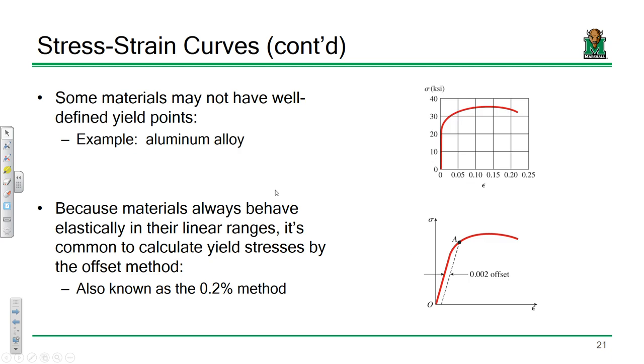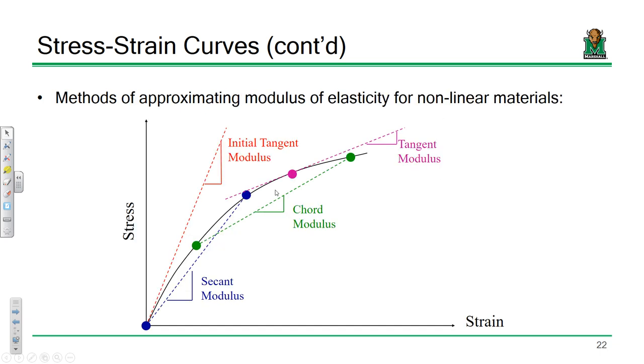We also mentioned that materials sometimes don't have well-defined yield points. That's why we use approaches like the offset method. We'll look at this stuff later on when we start delving into specific materials, but it's just something I wanted to have in the back of your minds as we move forward. And again, there's other aspects and ways of computing elastic modulus as well.